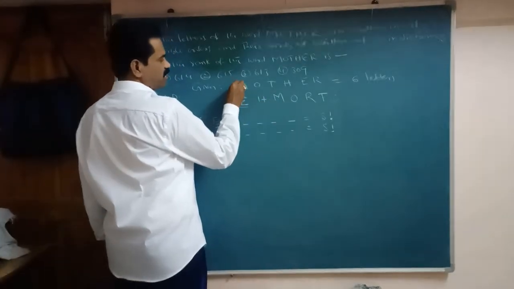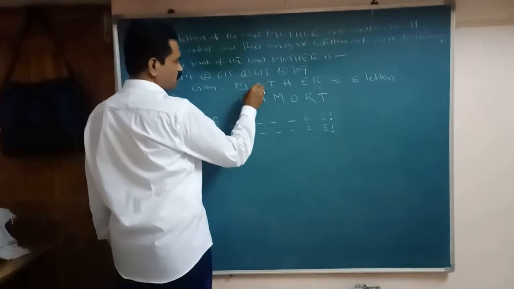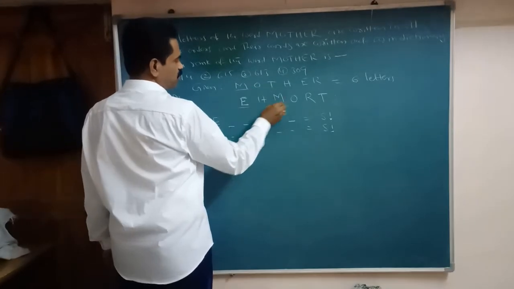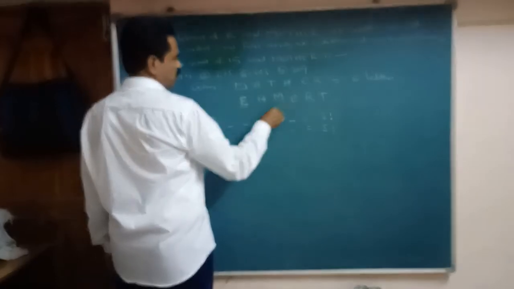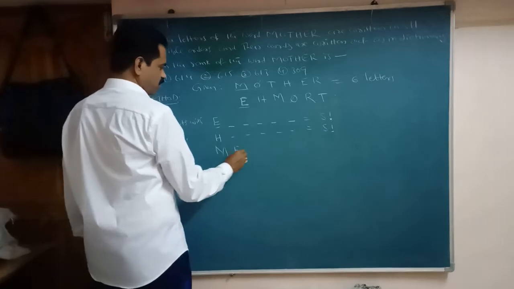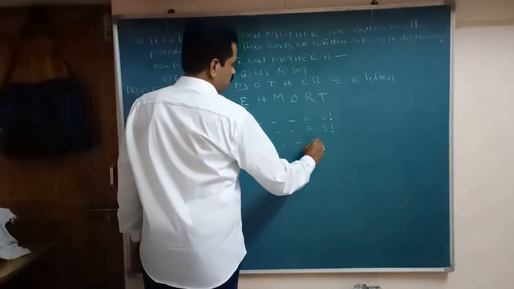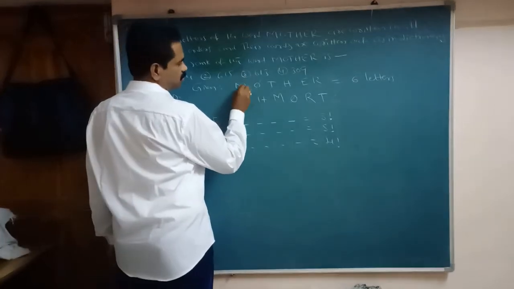Next M. So what do we find out here? M, and after M comes O. The letters below O in order are A, H, M. So here, first M E, then 1, 2, 3, 4, which gives 4 factorial. Next M H.